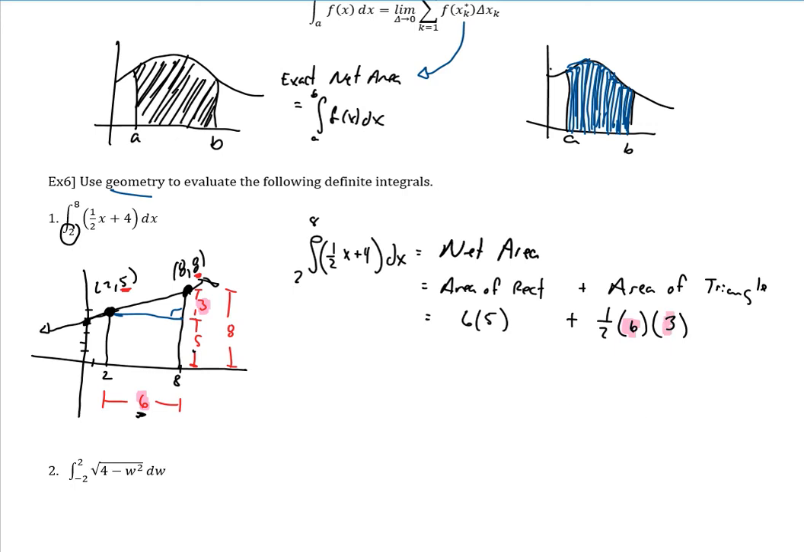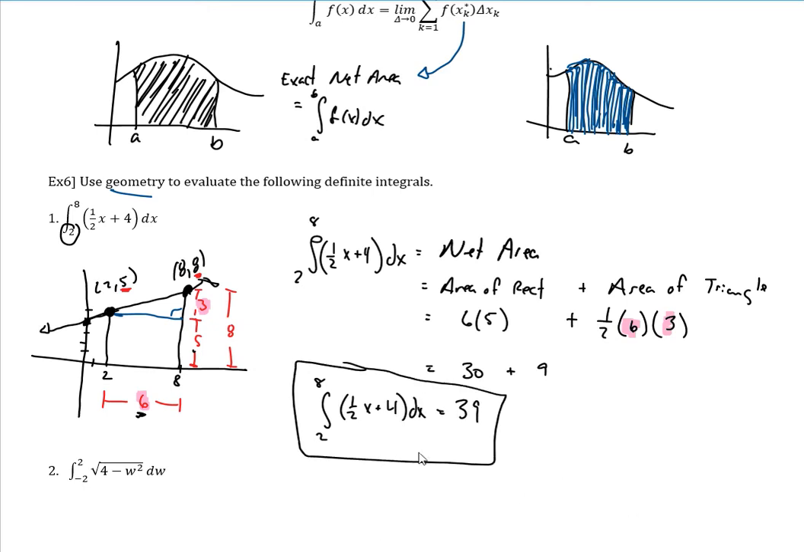Okay, so now it's just order of operations. So this looks like it's 30, and then this looks like it's 9. Okay, so 1/2 times 6 times 3, yep. And then add those together and we answered this question. So the definite integral finds this area, and it is 39. Okay, so if it uses geometry, it's usually just rectangles or triangles.